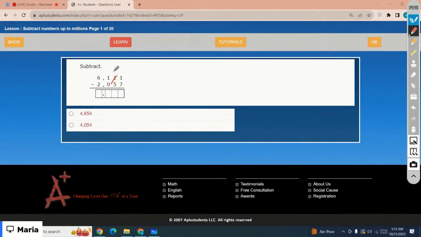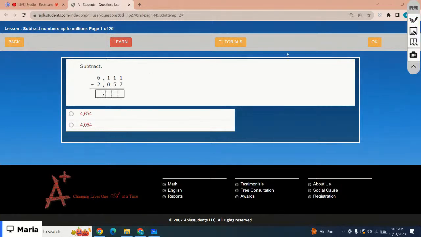When you borrow 1 from here, here you have 0, here you have 11. 11 minus 7 is 4, right? Now you cannot subtract 0 out of 4, so you need to borrow 1. So when you borrow 1, that makes 10. 10 minus 5 is 5. 0 minus 0 is 0, and 6 minus 2 is 4. Very good. That would be 4054, right? You can take your time, think, and then answer. The correct option is 4054.